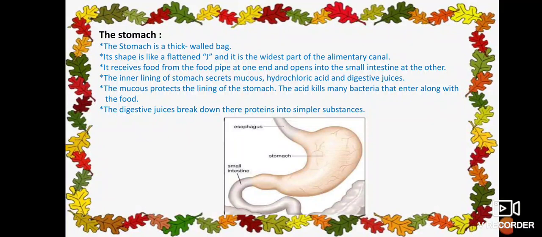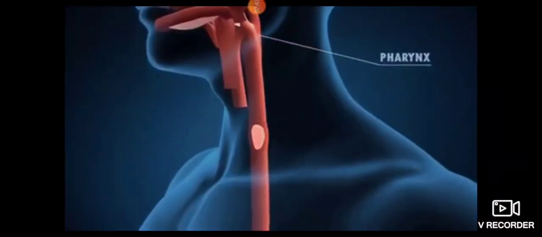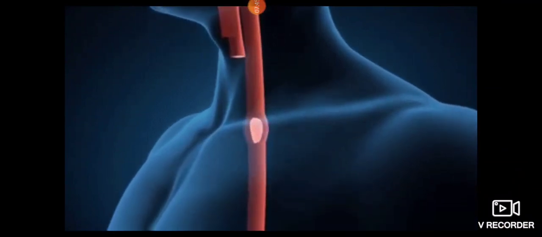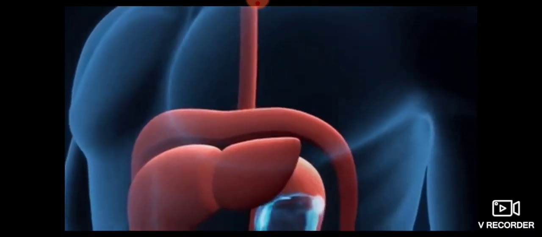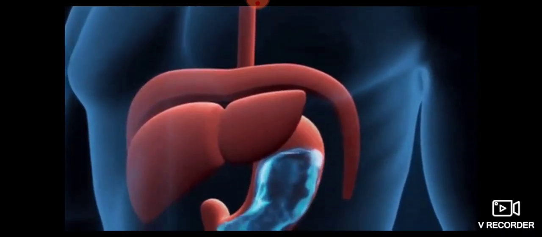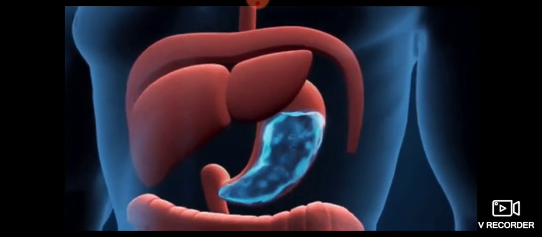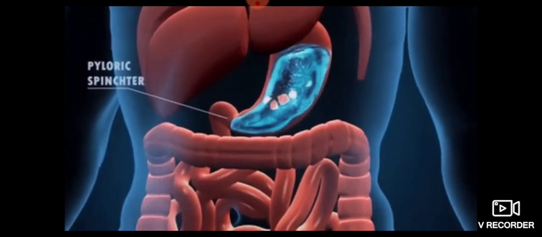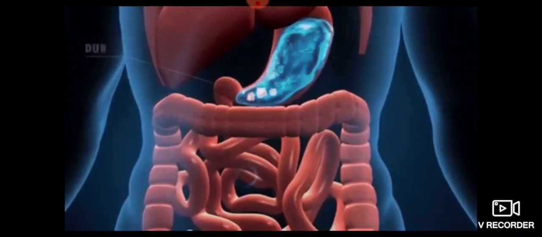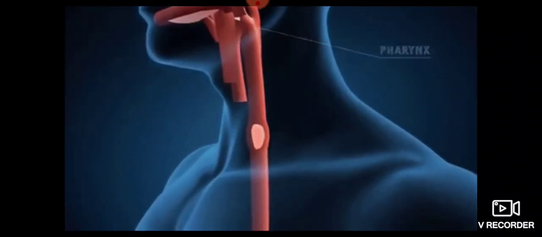And I will show you how the food enters into the stomach now. See here how food enters through the food pipe and moves towards the stomach. That means food is pushed downwards to move into the stomach. See here, now it has entered into the stomach. Inside the stomach, some mucus, hydrochloric acid and digestive juices are present.